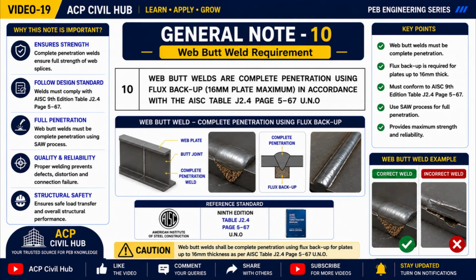This welding method is commonly performed using the submerged arc welding (SAW) process in controlled workshop conditions to ensure consistent quality. If complete penetration is not achieved, the joint may become a weak point, reducing the member's ability to safely transfer structural loads. Therefore, fabricators must follow the approved welding procedure, use qualified welders, and inspect every butt weld carefully before the member is released for erection.